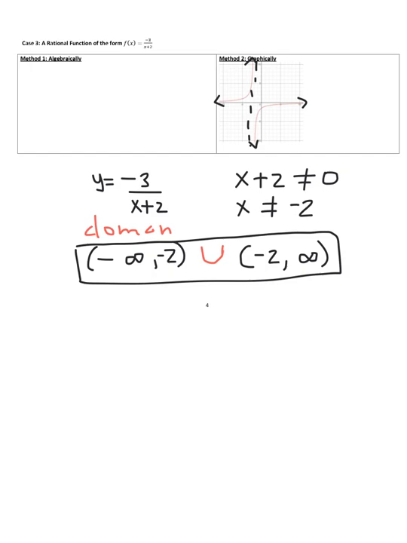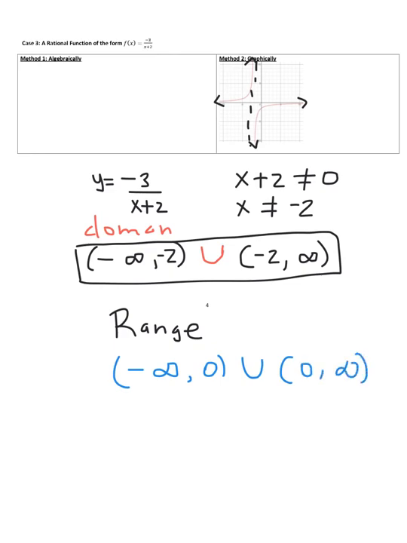And let's talk about the range here. For the range, it's easier to look at the graph. You look at starting all the way down. It starts from negative infinity, and then all the way to 0, and then after 0, I'm going to use union, it keeps going up, so from 0 to positive infinity. So that will be the range.